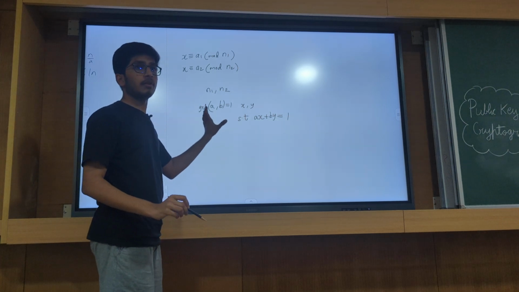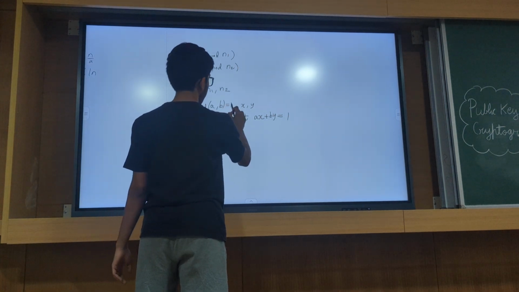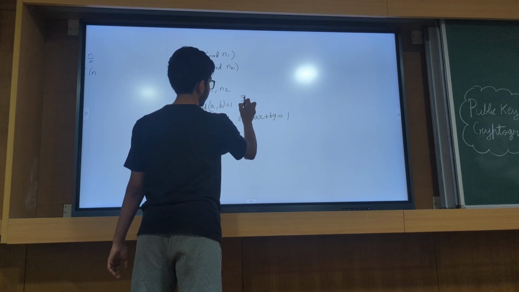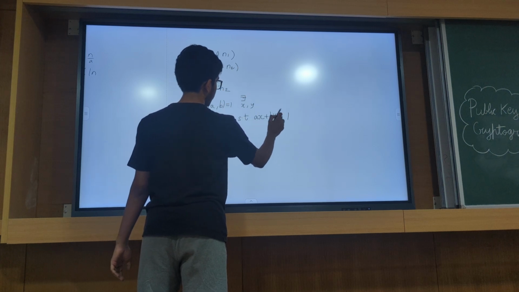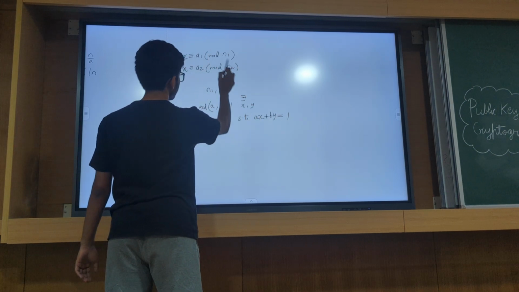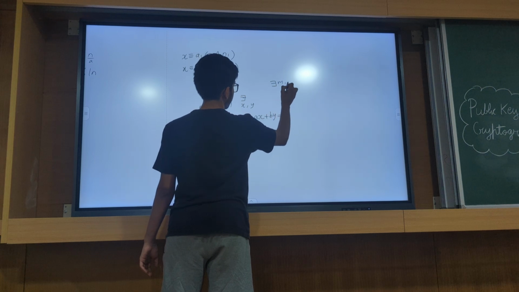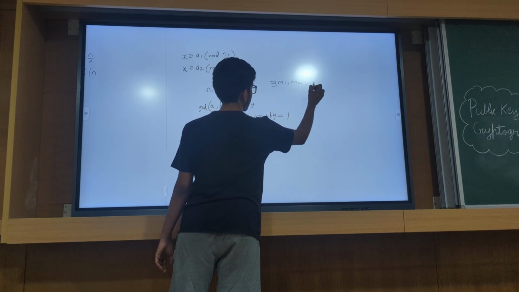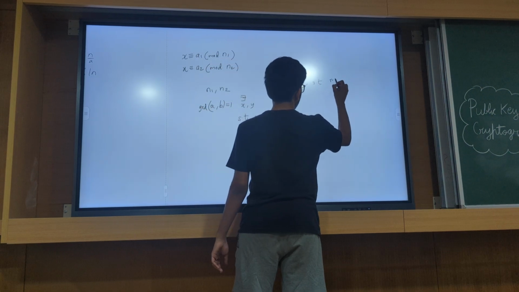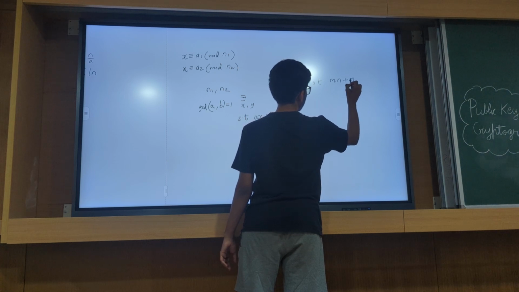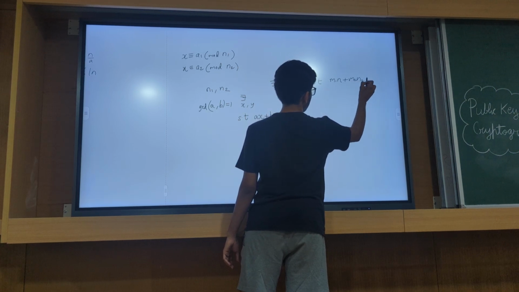So we know this from school, right? If GCD of a, b is 1, then there exist x, y such that ax plus by equals 1. So if you use that here, n1 and n2 are co-prime. So there exist coefficients m1, m2 such that m1 n1 plus m2 n2 equals 1.